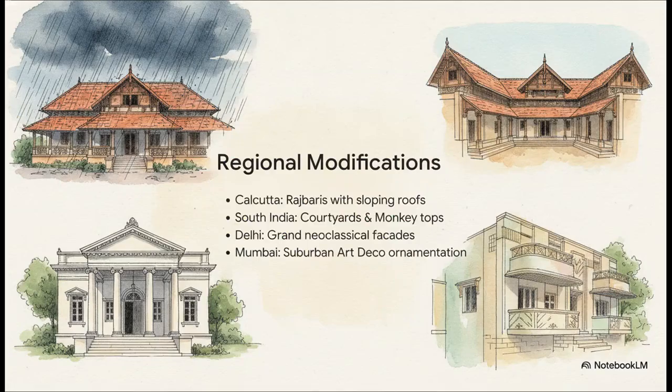As the bungalow style spread across the subcontinent, it kept that great Indian tradition of local adaptation alive, shifting its shape to match specific climates and cultures. In Calcutta, steep sloping roofs were added to fight off heavy monsoon rains. Down in South India, they brought in inner courtyards to handle the humidity, plus this quirky wooden fretwork playfully called monkey tops. Meanwhile, Delhi was embracing neoclassical columns, and Mumbai integrated Art Deco.